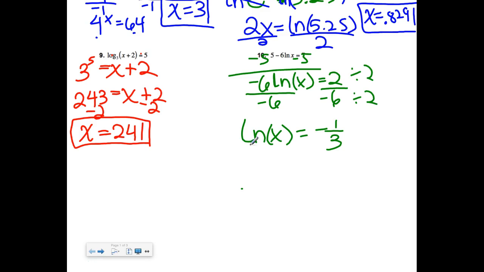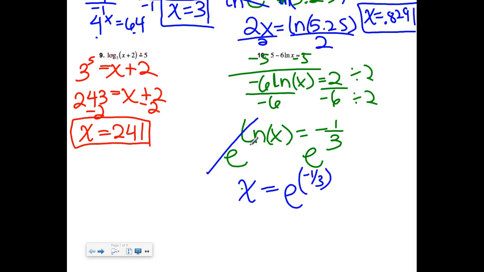And I know some people's alarm bells are like, Bayles, we can't take a log of a negative. Well, we're not doing a log, we're doing an E, so that's fine. So I'm going to take E to both sides. Reminder, natural log and E cancel each other. So I'm going to be left with x equals E. Now, to be nice to our calculators, we're going to put this in parentheses, negative 1/3.